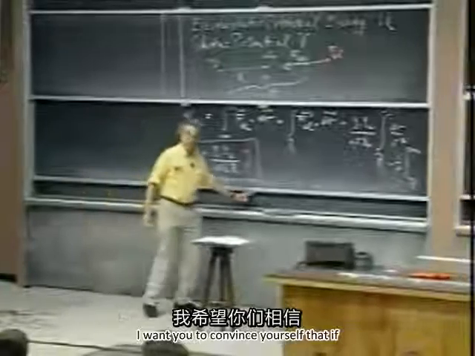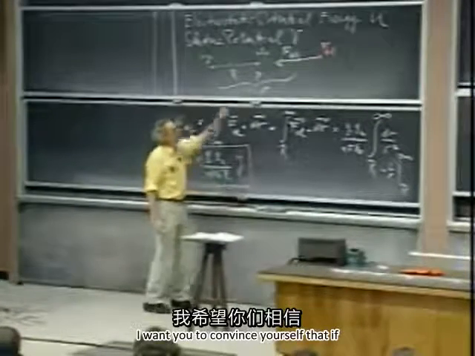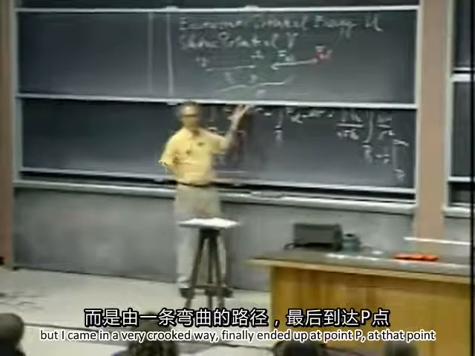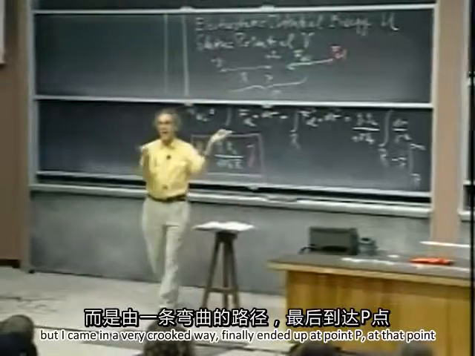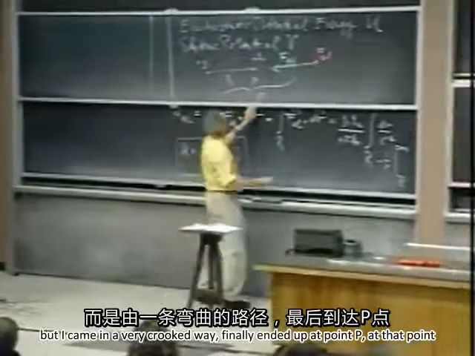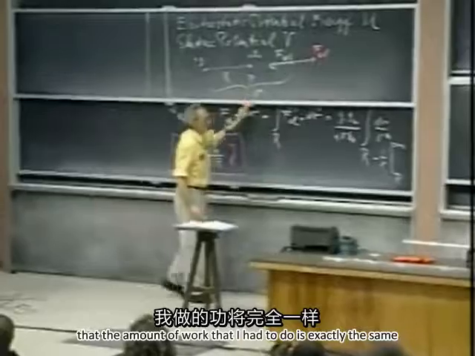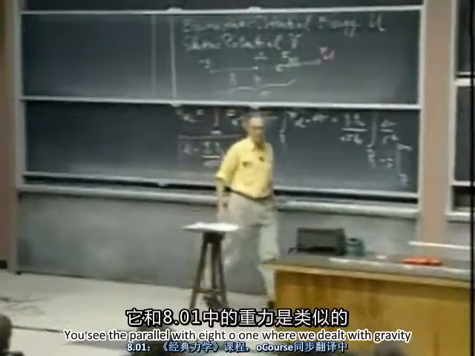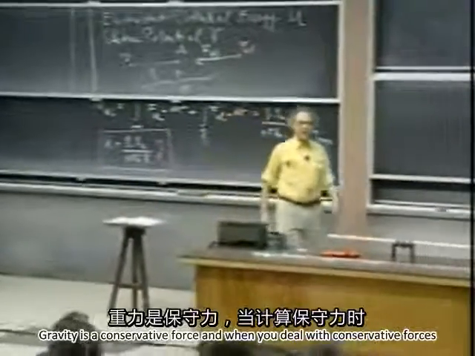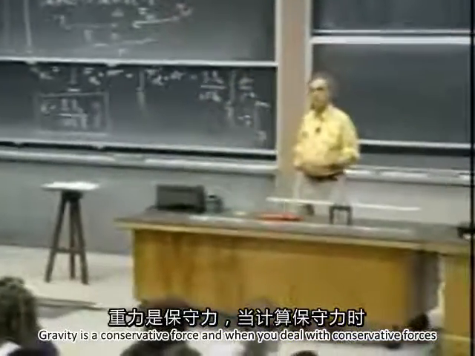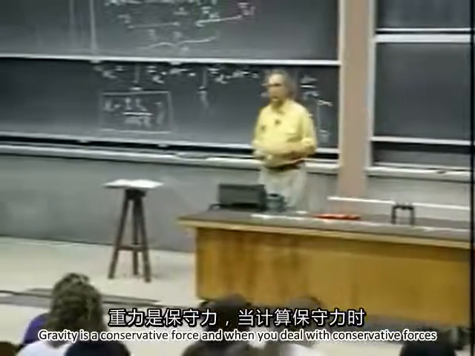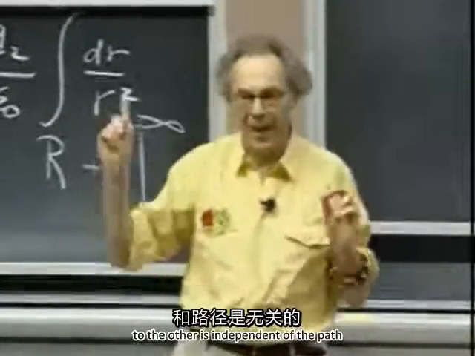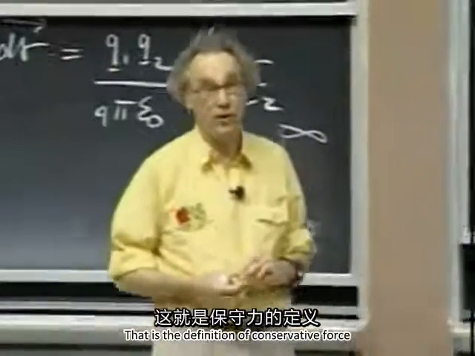I want you to convince yourself that if I didn't come along a straight line from all the way from infinity, but I came in a very crooked way, finally ended up at point P, that the amount of work that I had to do is exactly the same. You've seen a parallel with 8.01 where we dealt with gravity. Gravity is a conservative force. And when you deal with conservative forces, the work that has to be done in going from one point to the other is independent of the path. That is the definition of conservative force.